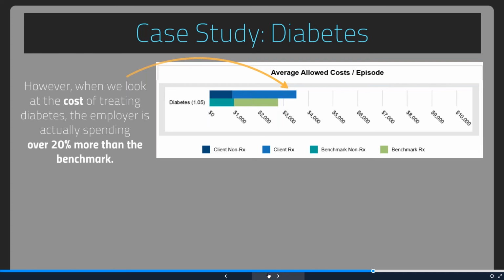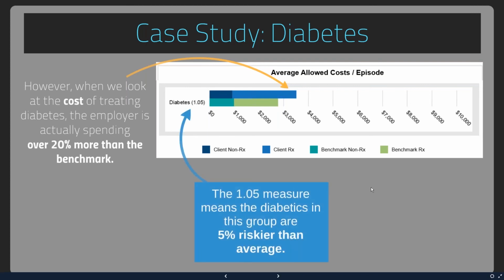We would then compare those episodes of care for the disease diabetes to an average or a benchmark. And we can see that the medical surgical or the client non-RX is actually performing very okay compared to the benchmark. However, their additional spend is all on the RX side. The other benefit of running the episodes is we can get to a risk score. So if you notice that next to the diabetes here, it says 1.05, that indicates that the population that this client is managing is actually 5% higher than the market, 5% riskier than average.